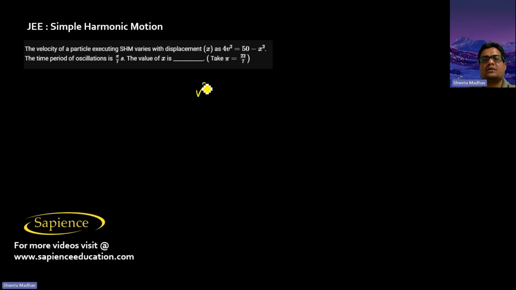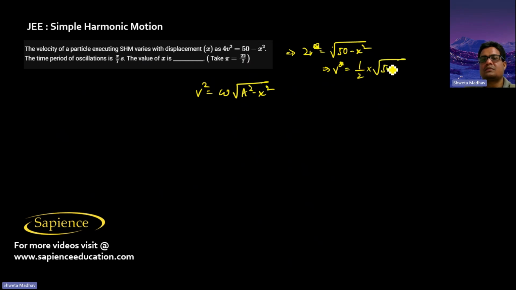So as you know, v is equal to omega into square root of a square minus x square. So here if you take the square root of this, you will get v equal to 1 by 2 into square root of 50 minus x square. So v equal to omega into root over a square minus x square.